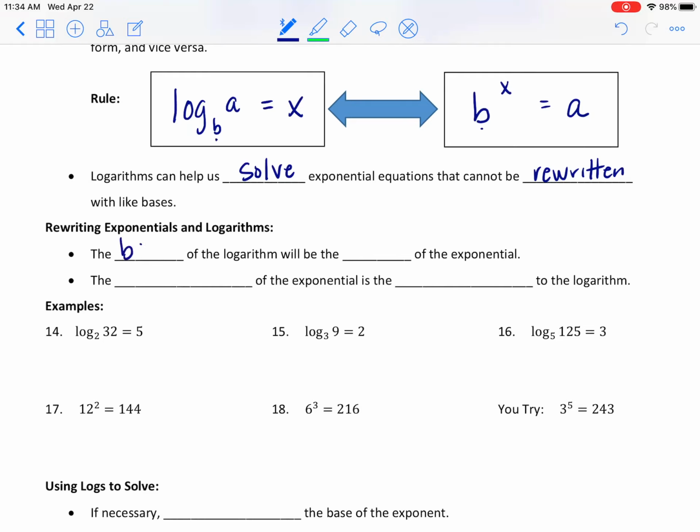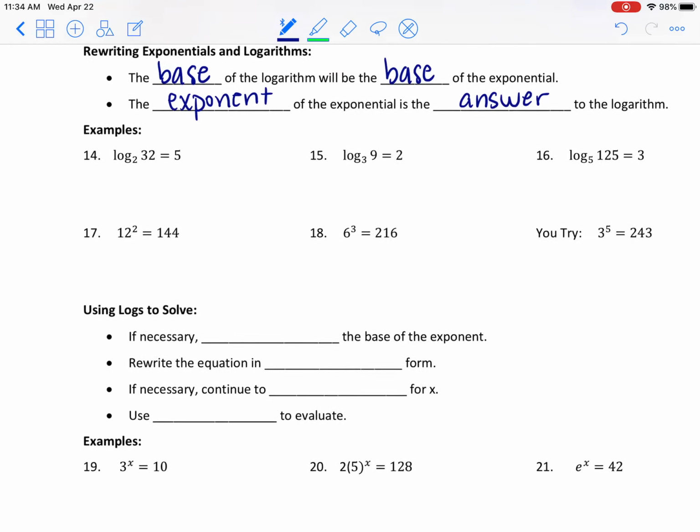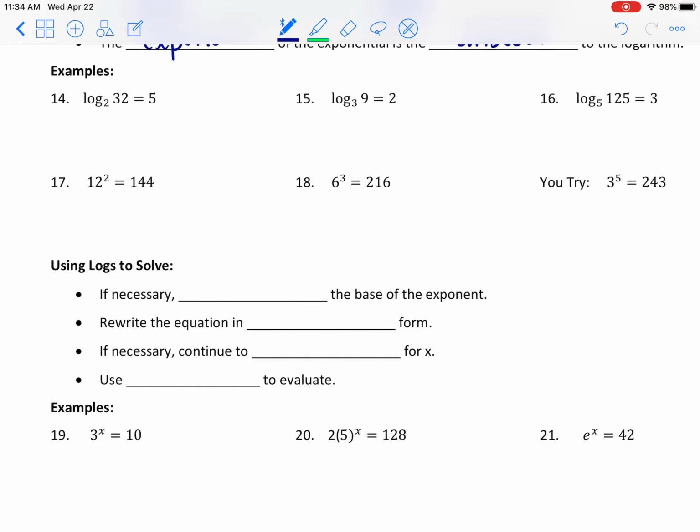Let's practice. If we're going from one form to the other, keep in mind that the base of the log is the base of the exponent, and the exponent in the exponential form is the answer to the log. We're just going to practice rewriting, not trying to solve anything, just going from a log form to an exponential form, or vice versa.